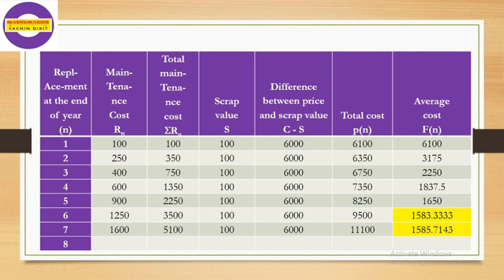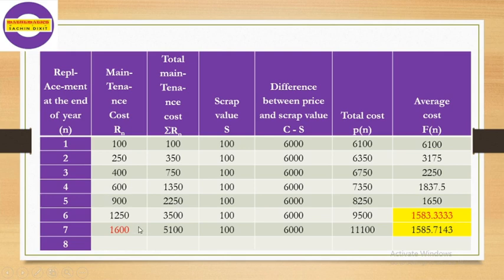We mention one more point there, and in that point we have to check the average cost and next year's maintenance cost. In generalization, in the theory, we have to mention the formula. We have to replace the machine at the nth year when R(n+1) is greater than Pn upon n. Then we replace the machine at the end of the nth year. Now observe here. This value is P6 upon 6, that gives 1,583.